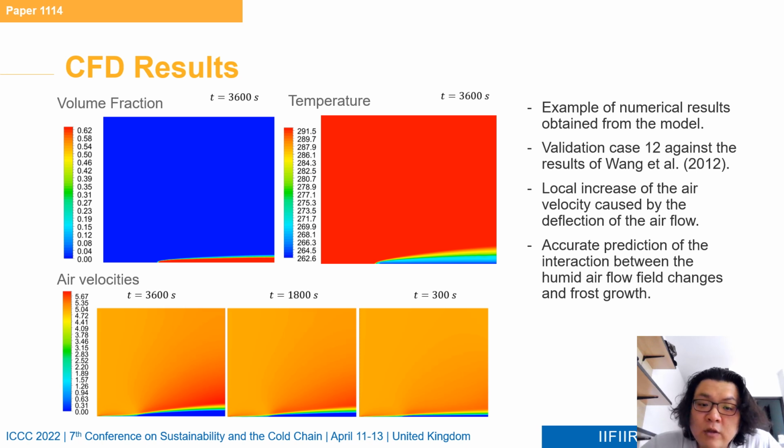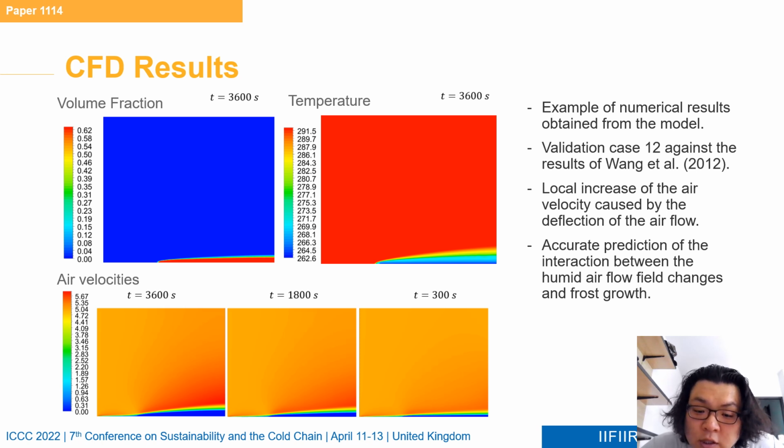As you can see from the numerical results, there is a thin layer of highly dense frost that has formed on top of the plate. The temperature of the frost near the plate is relatively similar to that of the plate itself. For the air velocity, you can see there's a local increase caused by the deflection of the airflow caused by the frost.